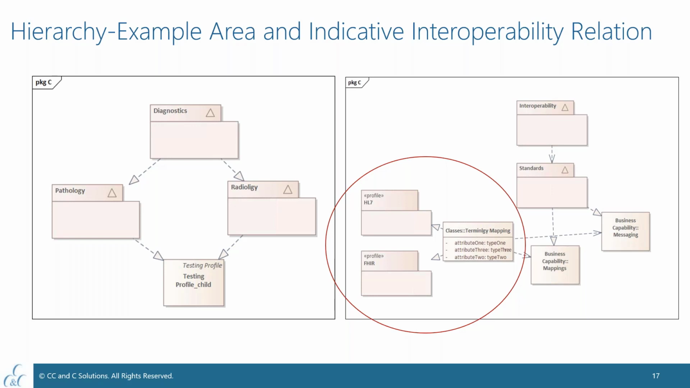So if you see, there's a red circle where I was trying to show that somebody is using mix and match for an interoperability capability. There is one profile coming from HL7, certain information coming from FHIR, and then they are creating a terminology mapping and a business capability mapping. This is the biggest challenge in the interoperability space in the healthcare system.